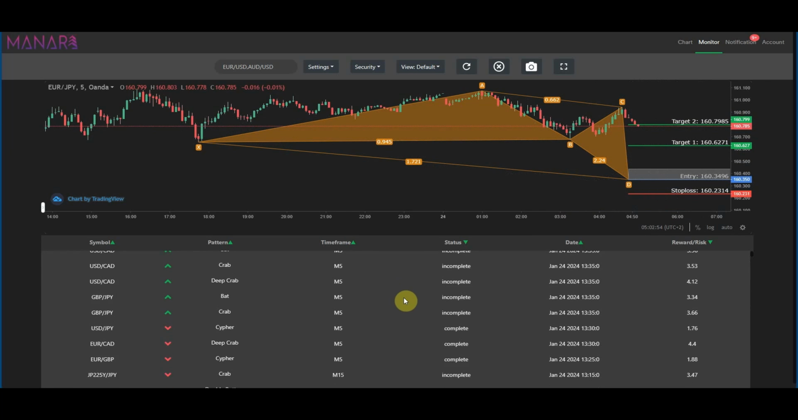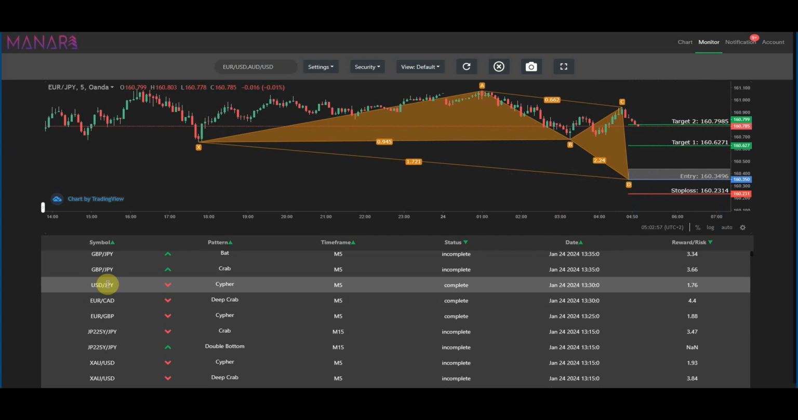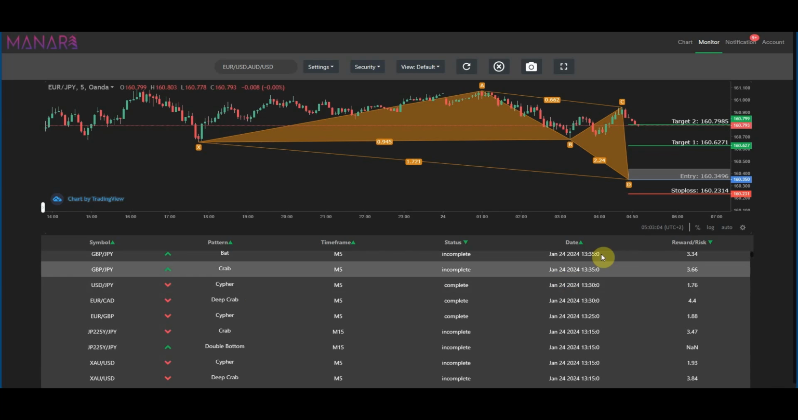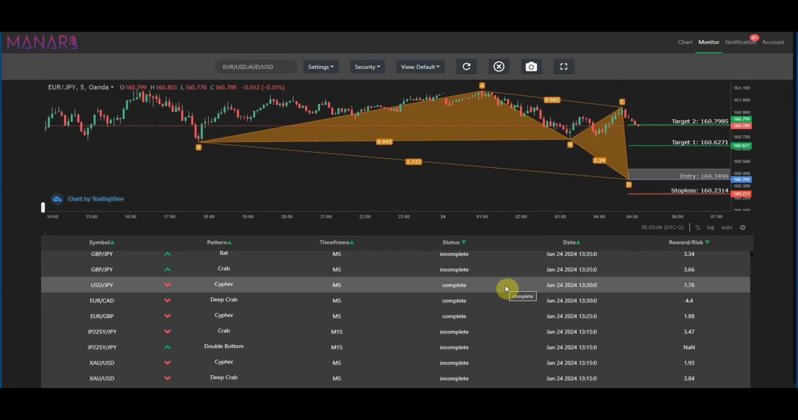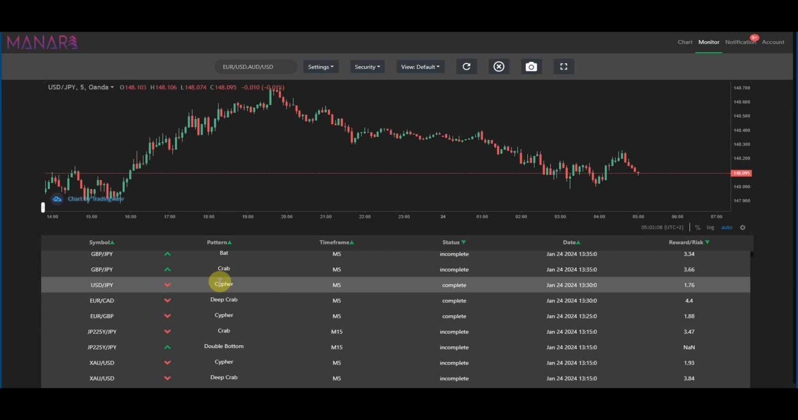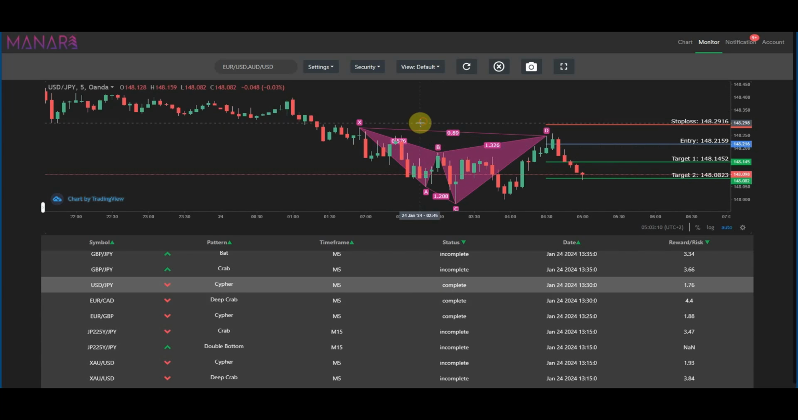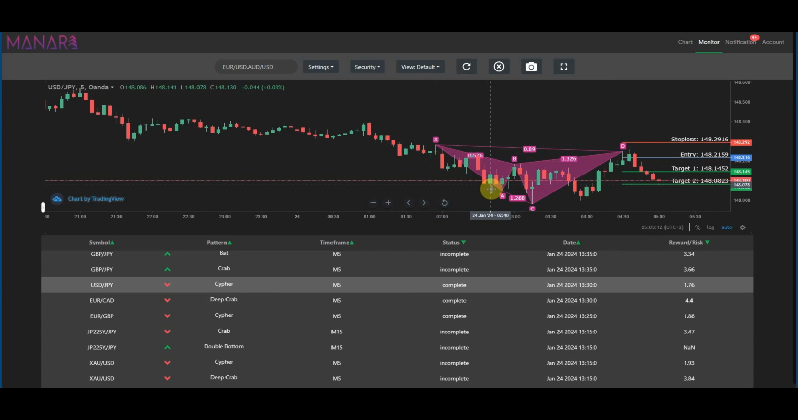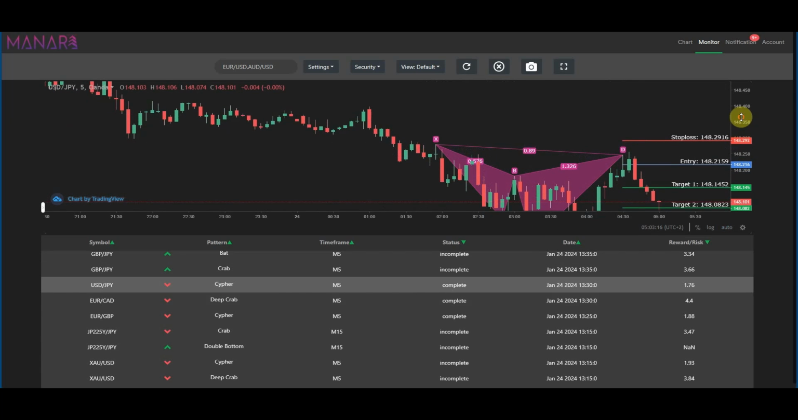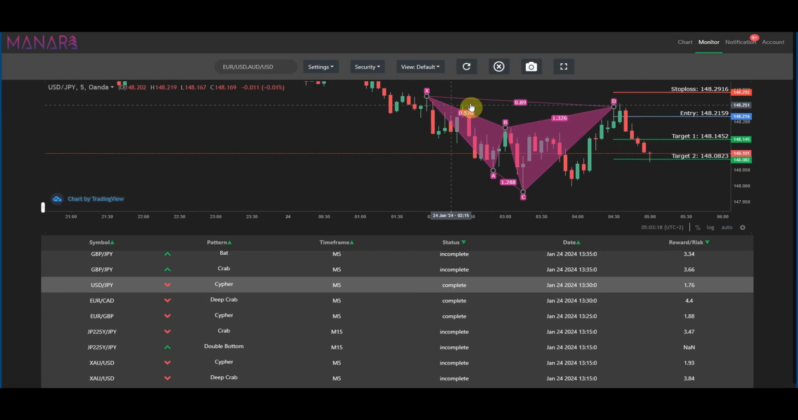Let's scroll down a little further and we find a complete pattern here. So that happened 5 minutes before on the USD yen. So 5 minutes before this pattern was alerted. I'm just going to click that. It's a cipher pattern. Now what Manara Trading Tool does is paint the points and the levels on the chart so that you can actually see what it's meant to look like, what the pattern is kind of exemplifying. And this one's a cipher pattern.